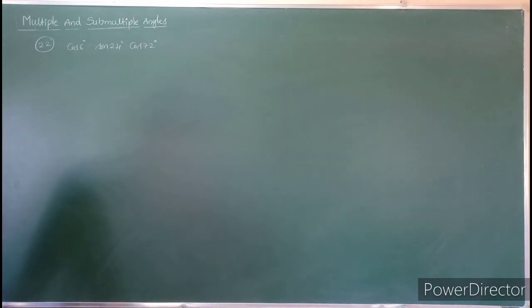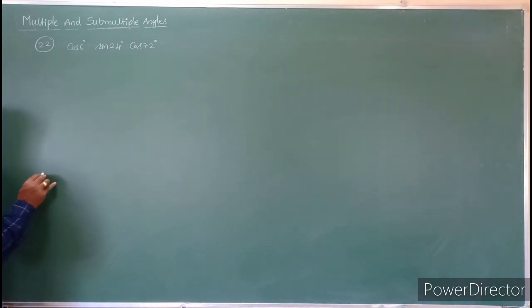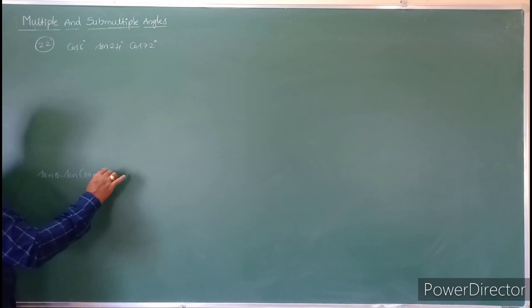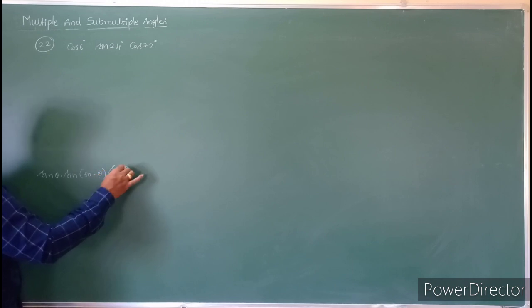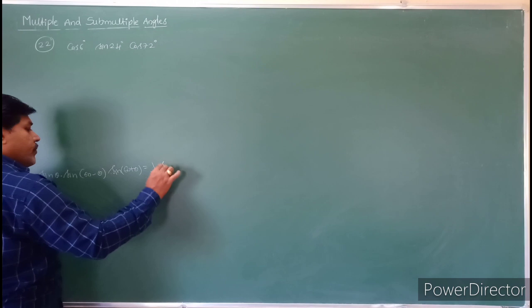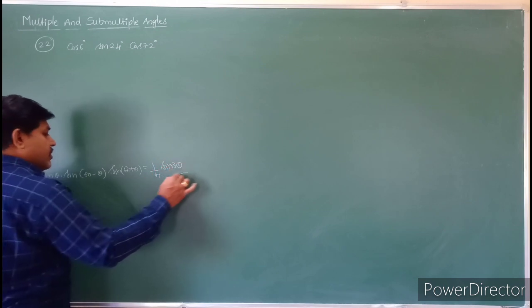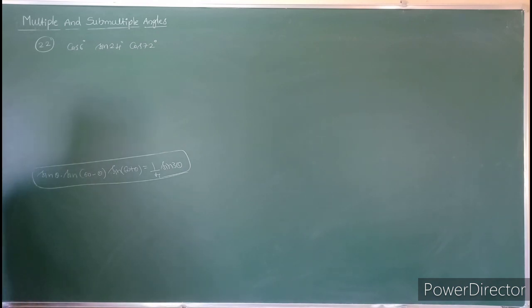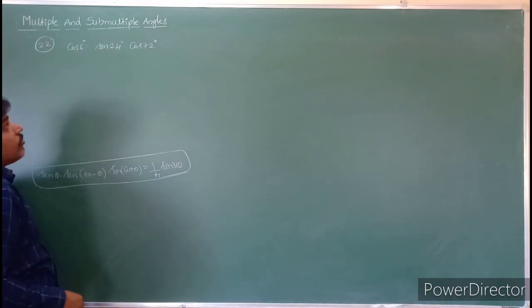So see that question, students. What will I do there? I know one formula. What is that? Sin theta into sine 60 minus theta into sine 60 plus theta is equal to 1 by 4 into sine 3 theta. I will use this formula here, students. So see that carefully.